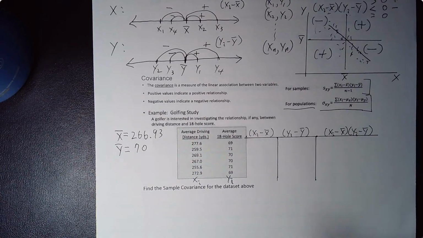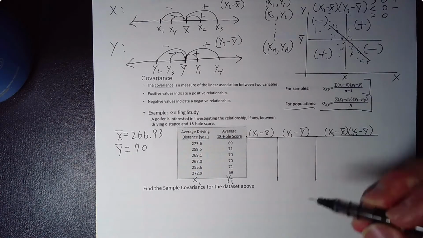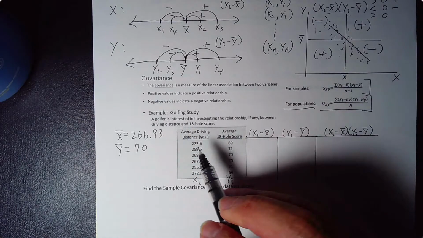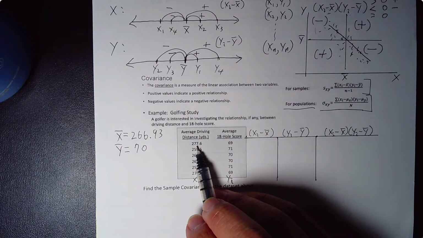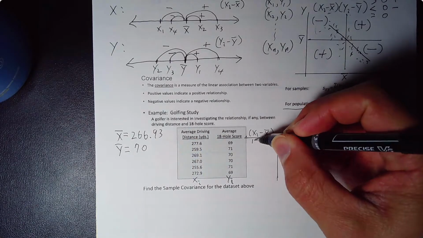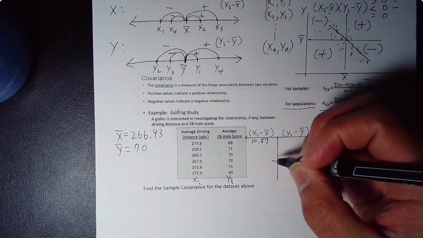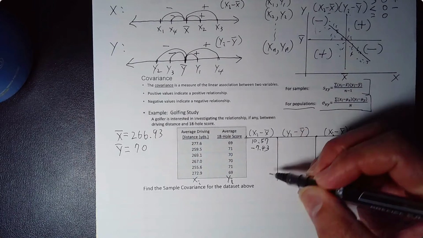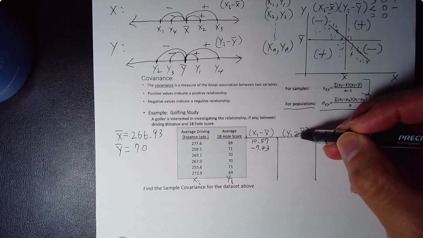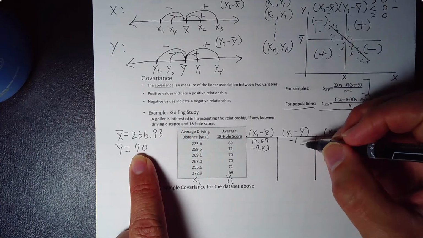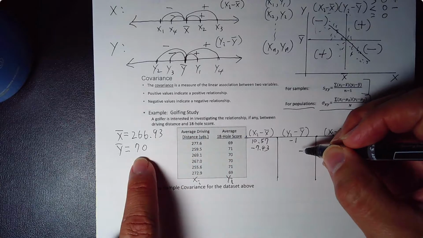So I want to subtract this. Here we go. 277.6 minus 266.93, and that is going to give me 10.57. The next one will be negative 7.43. I'll finish that in a moment. Then for the y, 69 minus 70, that will be negative 1. Then 71 minus 70, that will be 1.